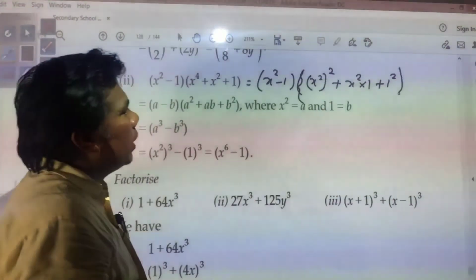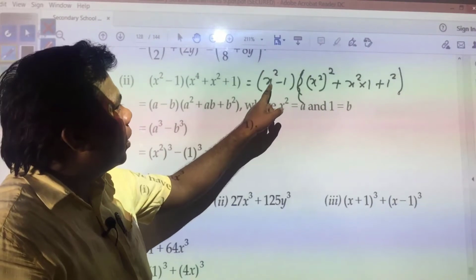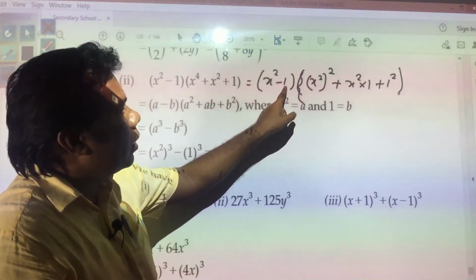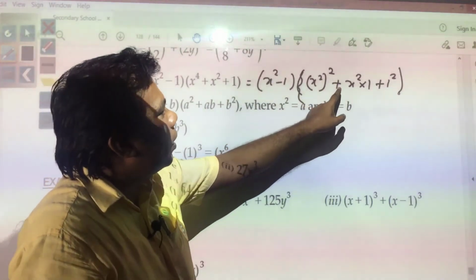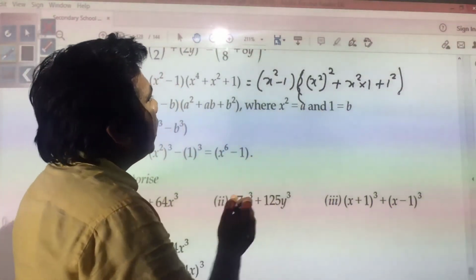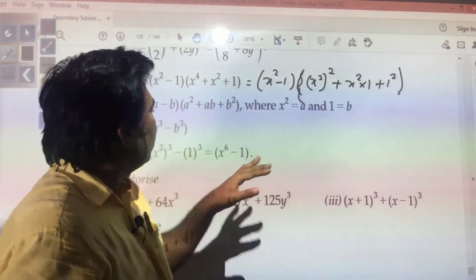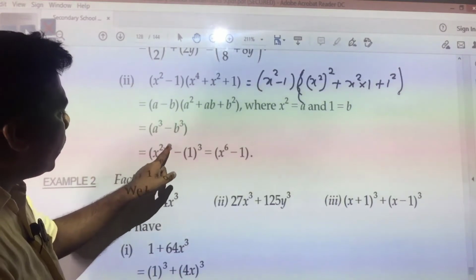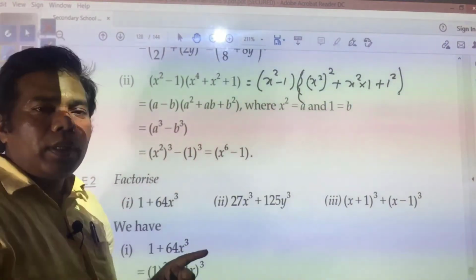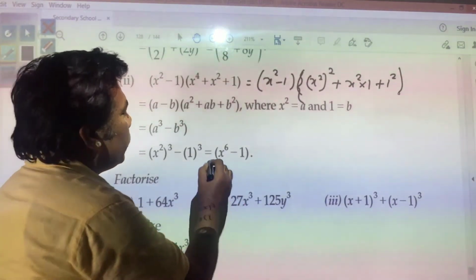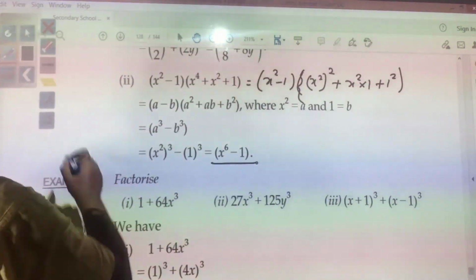Now, you see, A square plus AB plus B square, so A minus B into A square plus AB plus B square means A cube minus B cube. A cube minus B cube means x square to the power 3 minus 1 cube. It means x to the power 6 minus 1. So, in this way this is required to be solved.